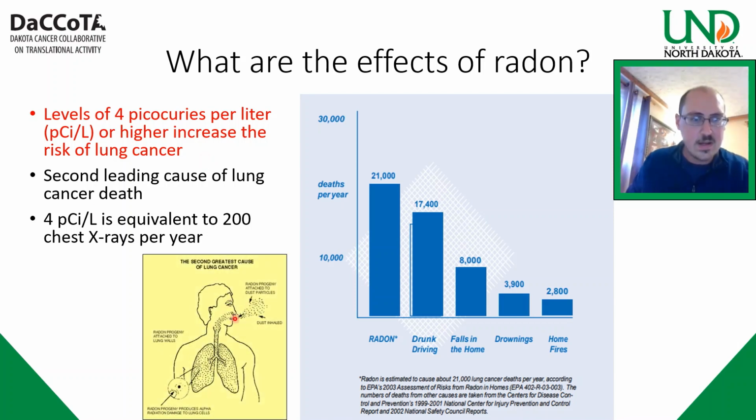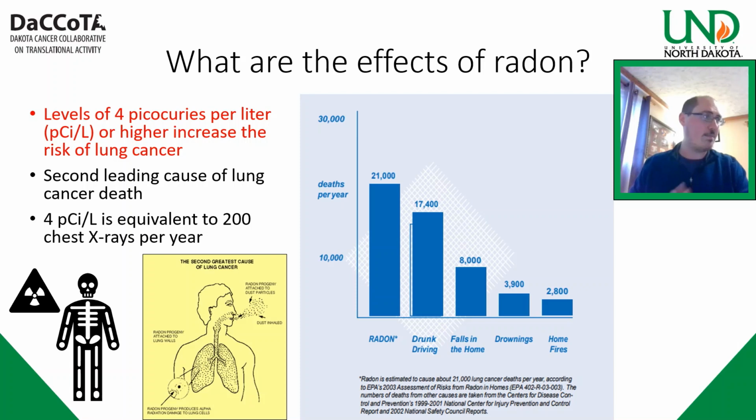Here's a little picture here. You can see here what happens is radon progeny, so the decay products, can attach to things like dust particles. You breathe those in, it's right in your lungs, and the radon progeny can actually attach to the lung walls and decay, causing damage to cells. Here's just some comparisons of radon effects of death per year. So it causes more deaths per year than drunk driving, falls in the home, drowning, and even home fires. So it is a pretty significant human health hazard.